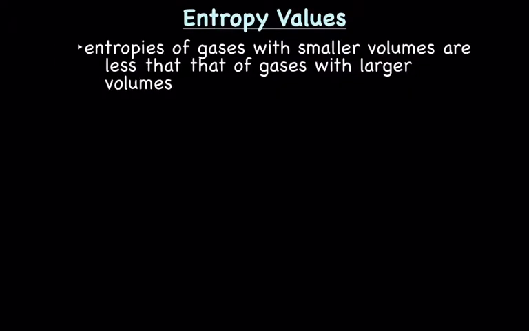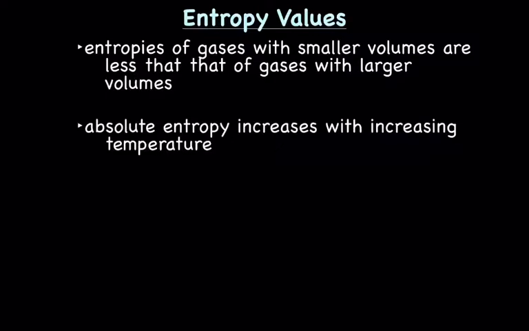Okay, entropies of gases with smaller volumes are less than entropies of gases with larger volumes. So with everything else equal, the same temperature, same number of moles, same number of particles, there is going to be more entropy in a greater volume. Why is that? Well, because the gases have more room to move. They're going to move farther apart.